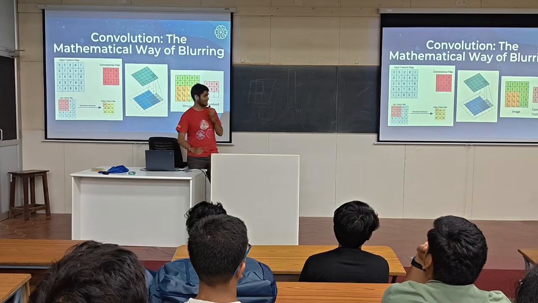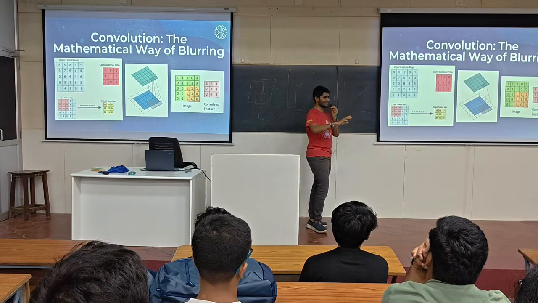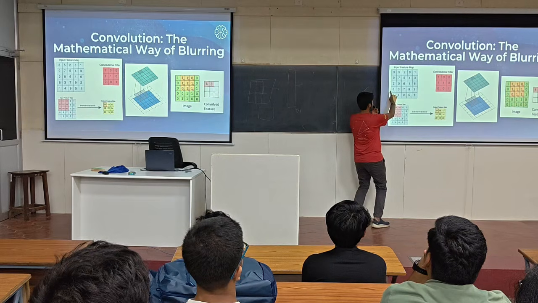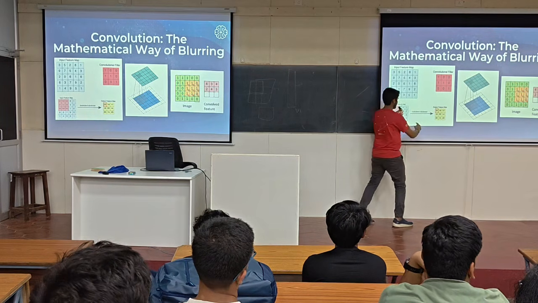Now just coming to some terminology. As you saw, here also I said boundary conditions we are leaving for now. Over here also if you see, they started with a 5x5. After convolution they got only 3x3. Why 3x3?